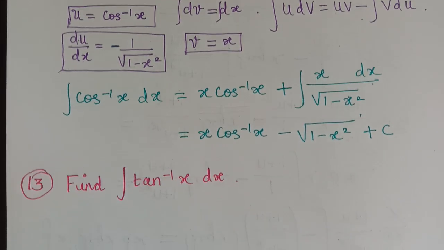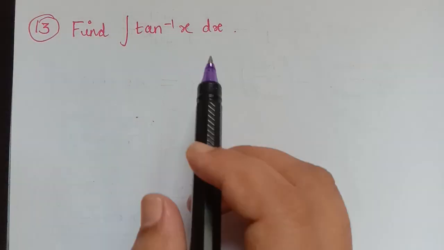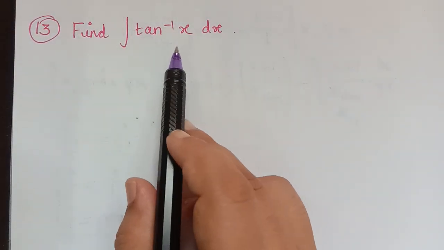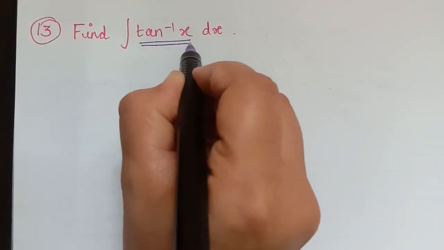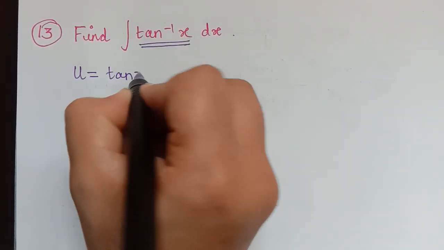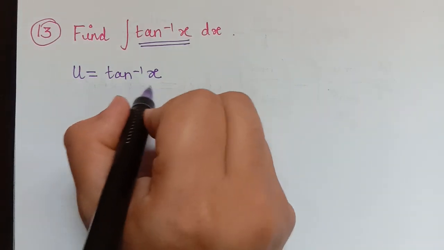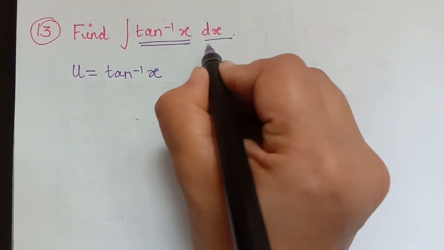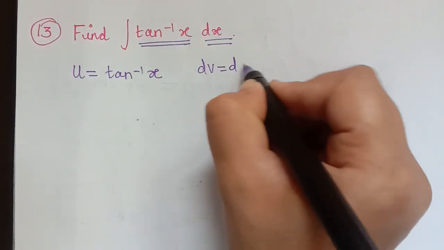And now here we have the 13th question, which is the integral of tan inverse of x dx. So let us solve this now. We have to make the choice of u first, which will be the inverse function. So tan inverse of x will be taken as u. To understand this better, kindly go through the previous lectures so that you will know how to choose u and dv. So the remaining we have to choose as dv. So dv will be equal to dx.